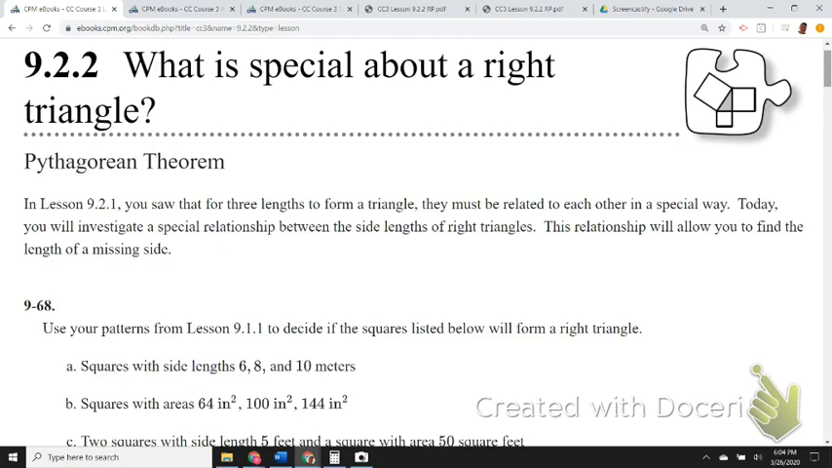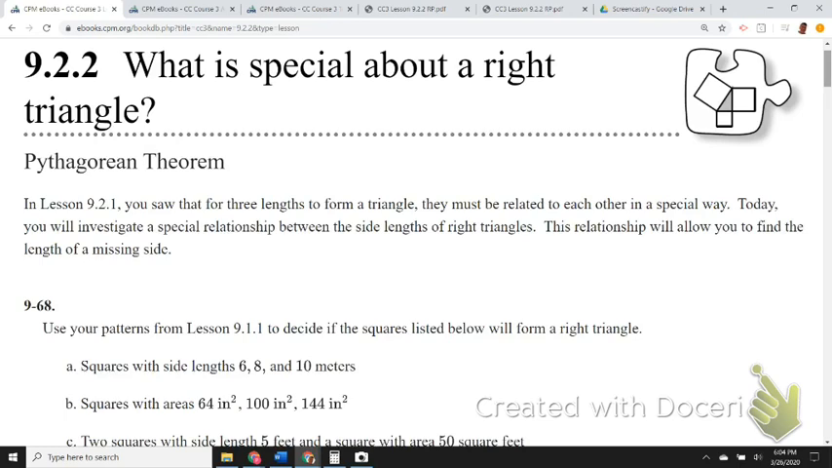Pythagoras was basically a Greek mathematician, and he created this theorem that pertains to right triangles and some special rules that apply to it. So today we're going to look at what's special about a right triangle, right? And our lesson objective for today is that you're going to identify relationships between side lengths of a right triangle as the Pythagorean theorem, and then you're going to see how we can use that theorem to apply it to solve special types of problems.